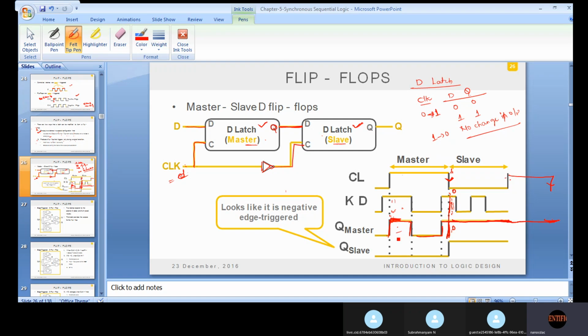Okay, what happens to the slave then? Slave ఏంటిదనంటే during the positive edge. Okay, so what happens to the slave then?